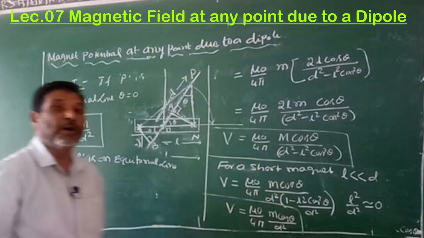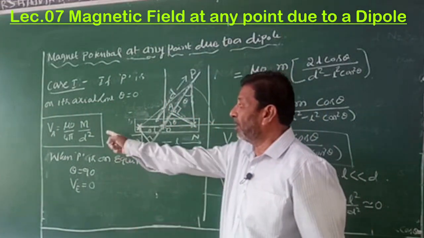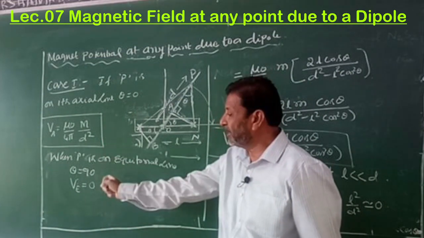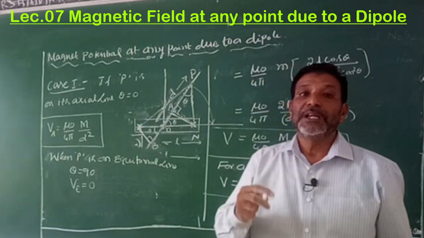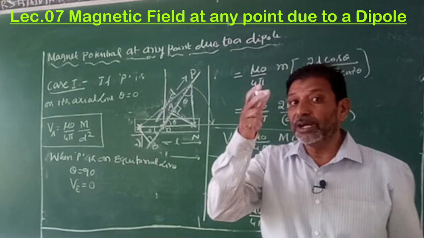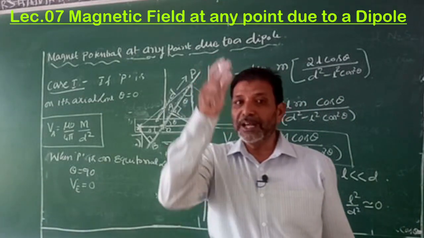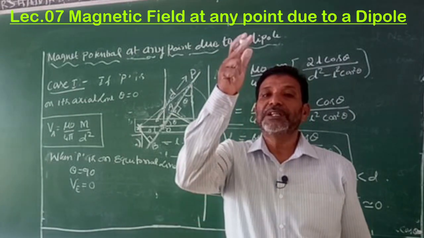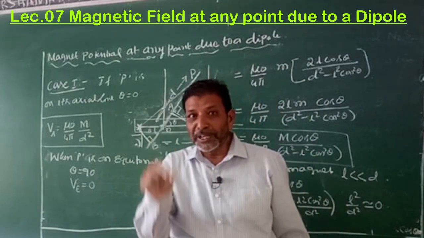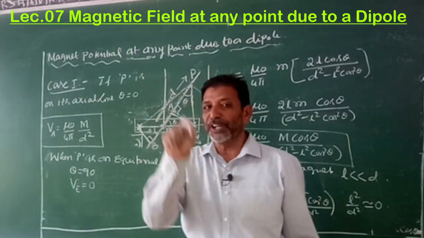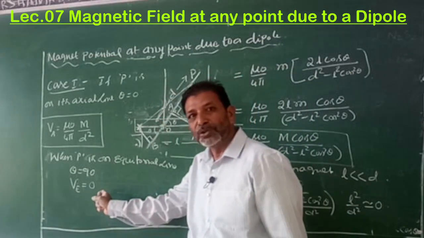This is what we have proved in the previous lecture, isn't it? The potential on the axial line is this much, and the potential on the equatorial line is 0. I still remember that in the last lecture the equatorial line was defined as the line along which the potential is 0, or the equatorial line is the line of 0 potential. That means you take any point on the equatorial line, the potential will be equal to 0.